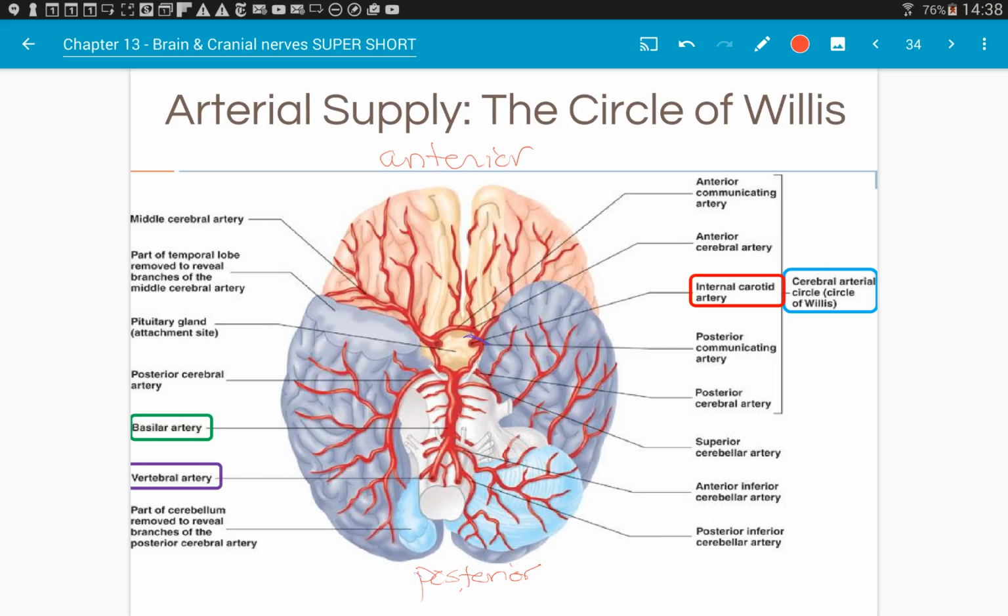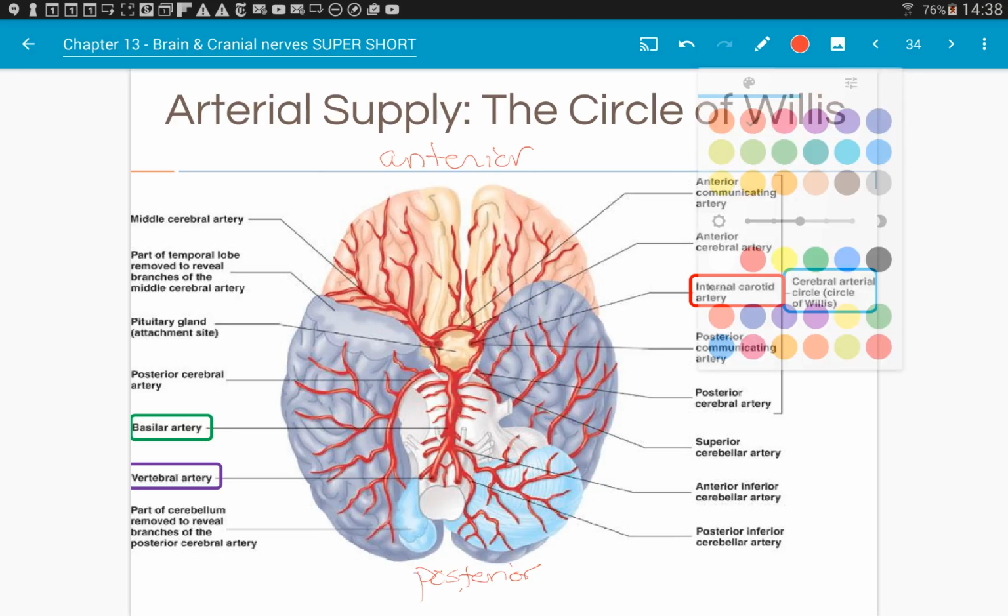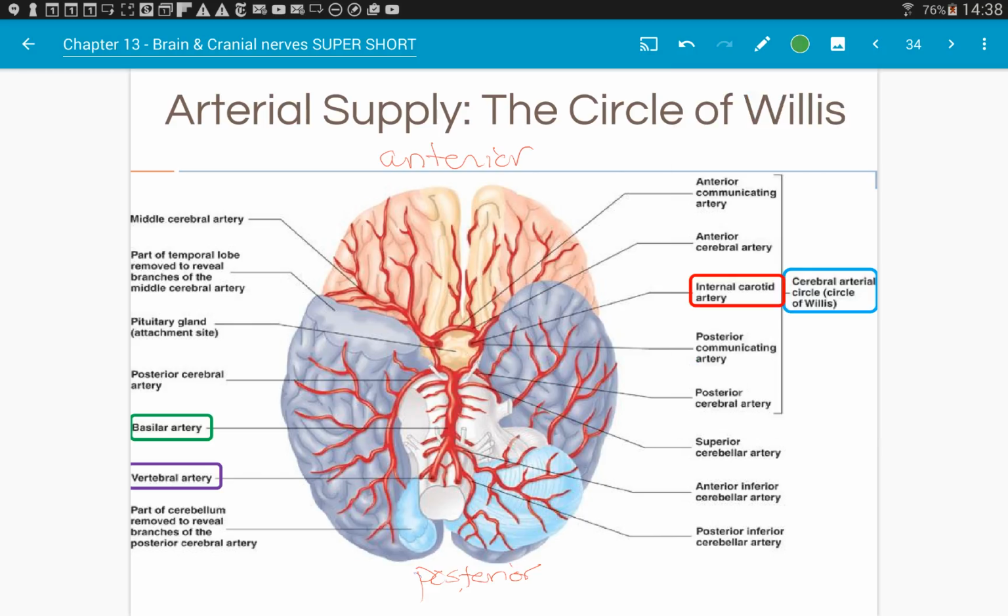Okay, so here is the entryway. Oh, let me use a different color. Let's see, what will stand out? Maybe green. Here's the port for the one internal carotid. Here's where the other carotid empties, okay? Down here, this is a vertebral artery. This is the other vertebral artery.